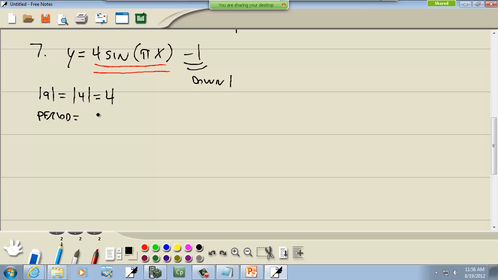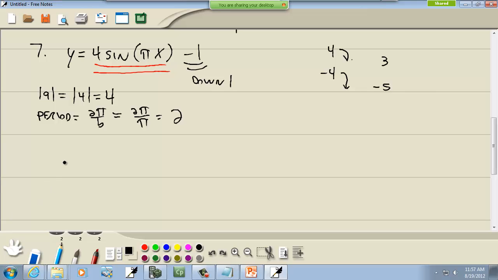And then we got our period, which is 2 pi over B. Well, B is the number that's before your x, which is pi. So I got 2 pi over pi. Pi's cancel, and I got 2. Now, normally our amplitude would say this bounces back and forth between -4 and +4. But this is going to shift our entire graph down 1 place. So think about that. You used to go from -4 to +4. If I shift everything down 1 place, then this is going to be at -5, and this will be 3. So it's going to bounce back and forth between -5 and 3.